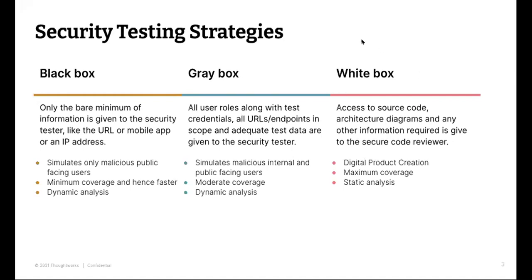Right? So in a white box application security test, I'm given access to the source code, to any architecture diagrams, any information that I need, I'm given access to that. And that is essentially the activity that is carried out, a code review activity. It is not really a test, right? So it is not a penetration test that we do over here. So that is a typical white box activity for application security.